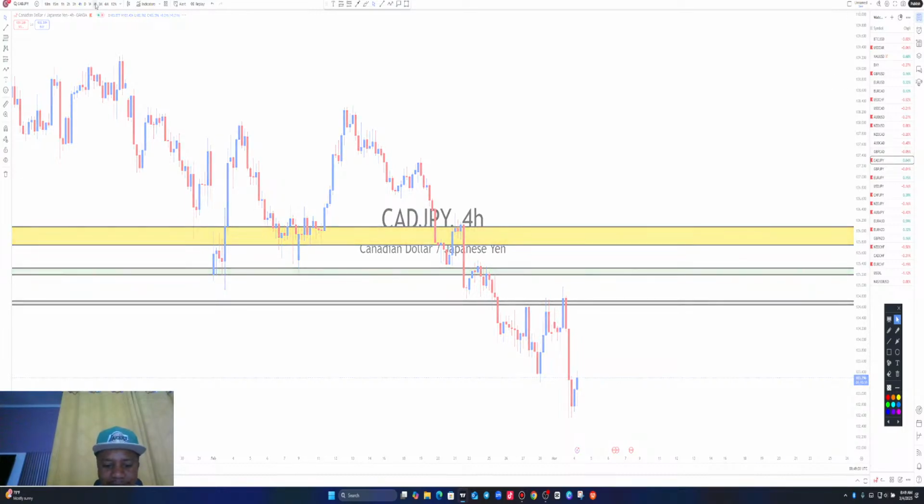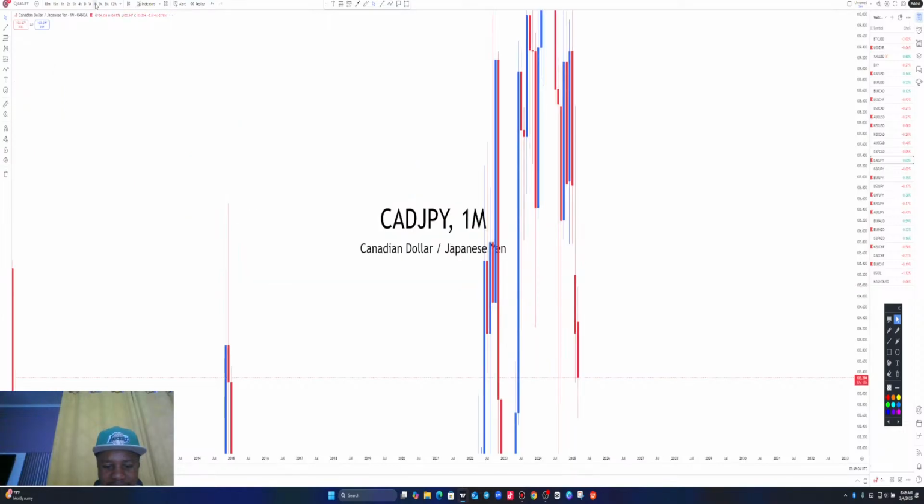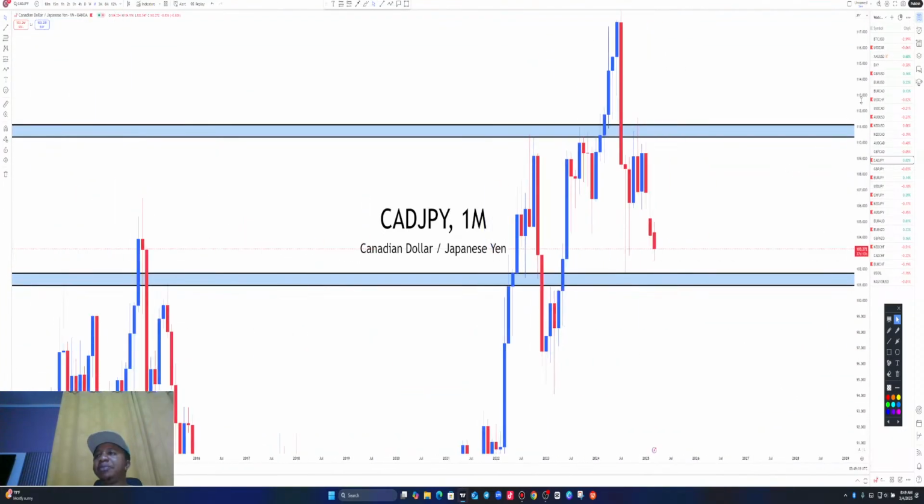CAD JPY. Let me see if I can see more pairs. Okay, there are a lot of pairs mentioned over here. I'll analyze all of them, but let's finish with CAD JPY. What is happening on CAD JPY?